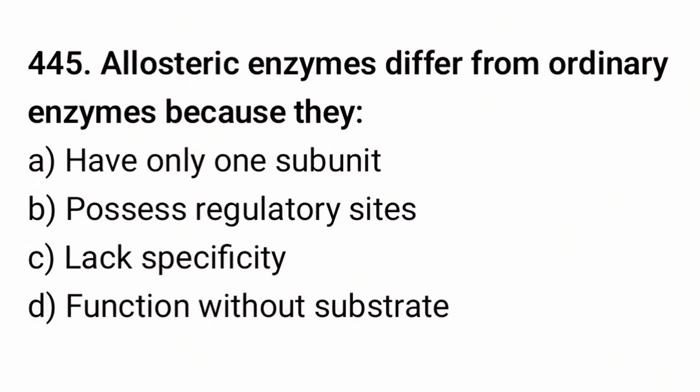Question 445. Allosteric enzymes differ from ordinary enzymes because they. Right answer is option B, they possess regulatory sites. Question 446. Gastrulation results in formation of. Right answer is option B, formation of three germ layers.